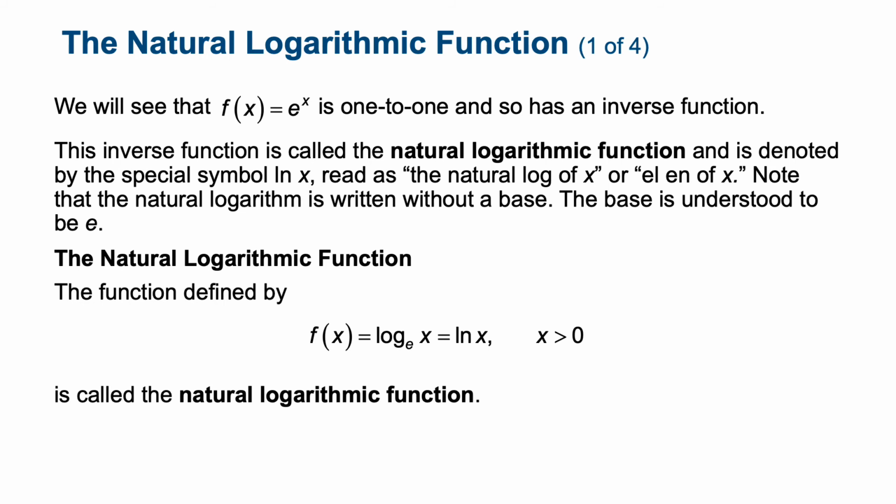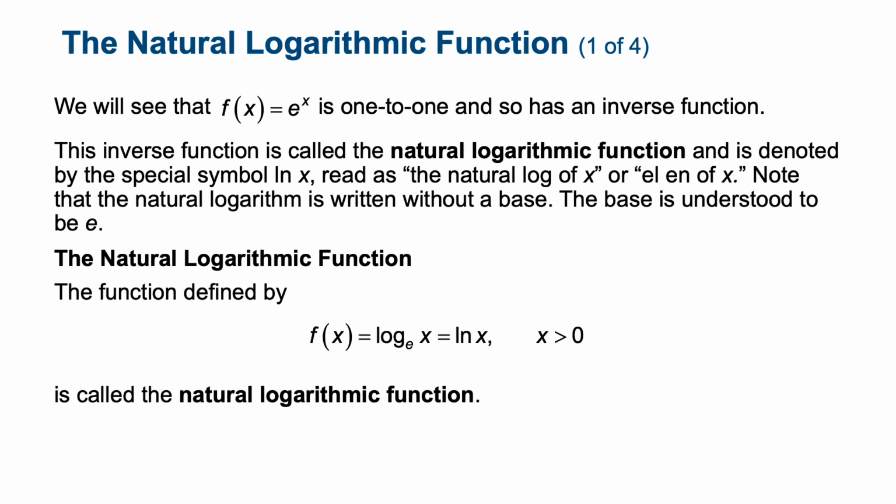We write this without a base. The base is understood to be e. So if you look at the function f of x equals log base e of x, we don't really write this. It looks kind of weird. We just decided that we're going to get rid of this log base e and replace it with the word natural log, ln of x. This is how we say it. We don't say ln x, we say ln of x. And that's for all positive x. And this is the natural logarithmic function.